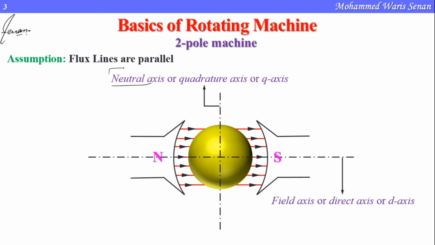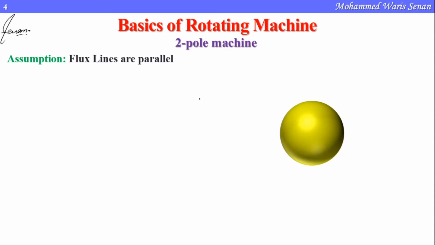The term neutral is given to this axis because when the coil is at this particular axis, there will be no flux linking with the coil. That's why the name neutral is given to this axis. Since it is at 90 degrees with the field axis, the name quadrature is given to this axis also. Okay, let's move on.